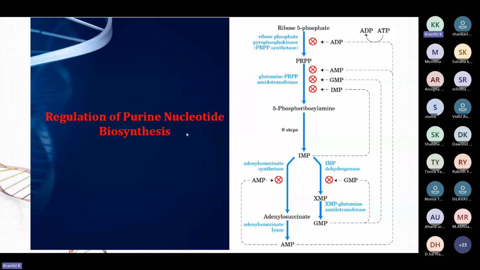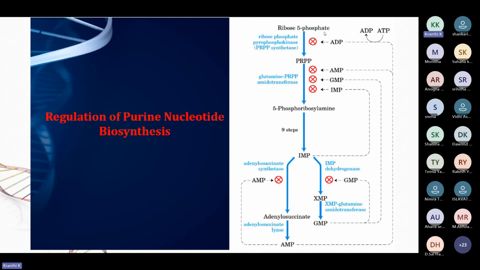In the purine nucleotide, biosynthesis will be there, but something is regulated. When you see the total, we have 11 steps, right? First one is ribose 5-phosphate, which contains a ribose sugar and a phosphate. Then later it's converted to the PRPP, phosphoribosyl pyrophosphate, right?